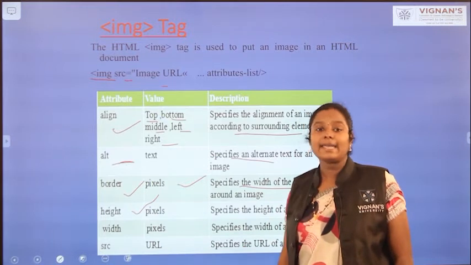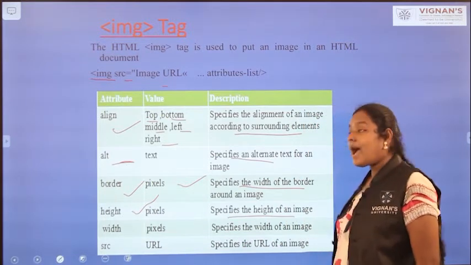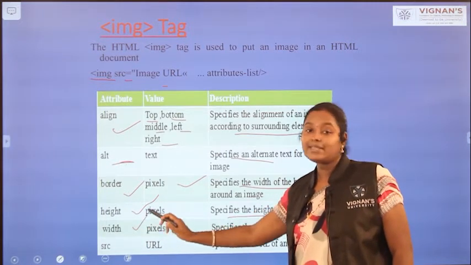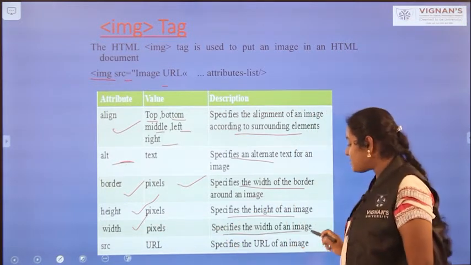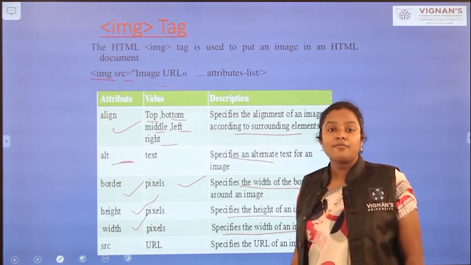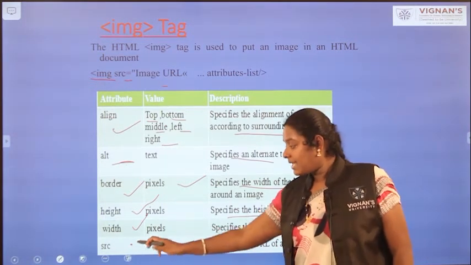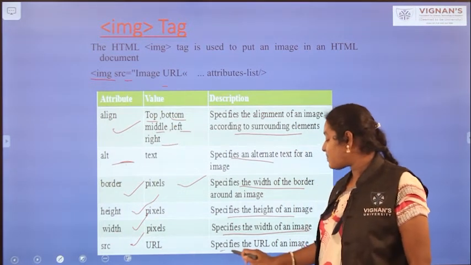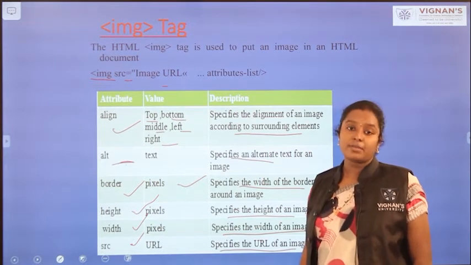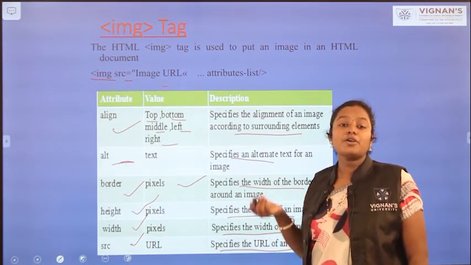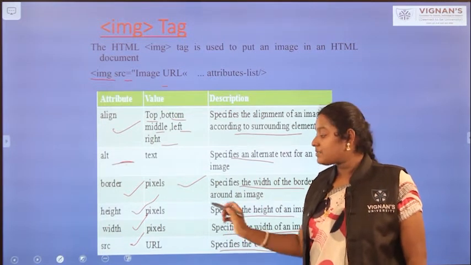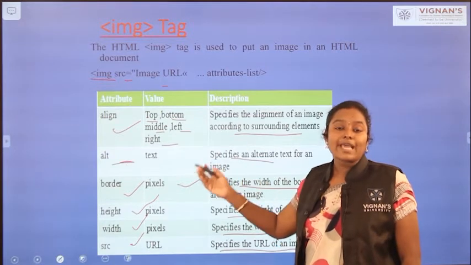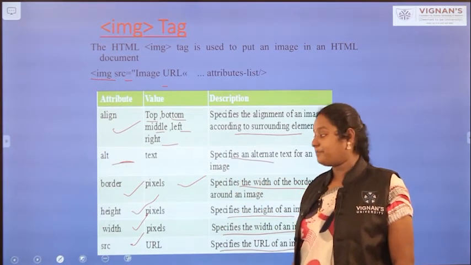Next one is the height attribute. It specifies the height of an image in a web document. Next one is the width attribute. Width specifies the width of an image in the web document. Next one, SRC. This is the important attribute in the image tag. It specifies the URL of an image. The image you want to display on the web page must be given for the SRC. So SRC equal to, and you specify the location of the image.